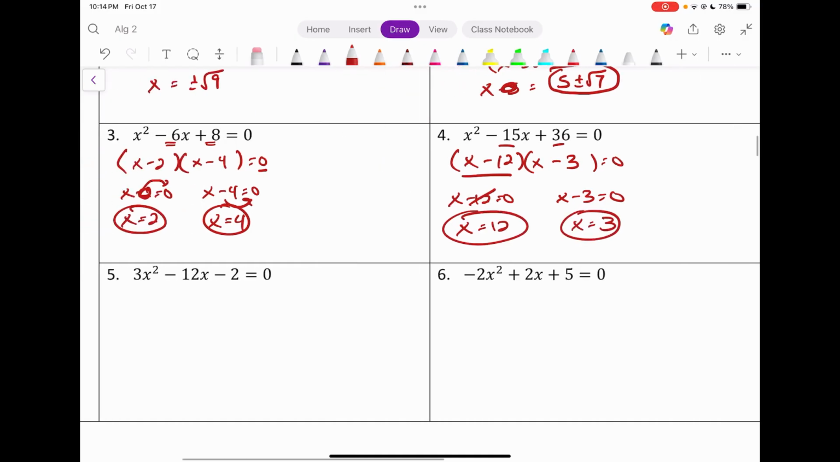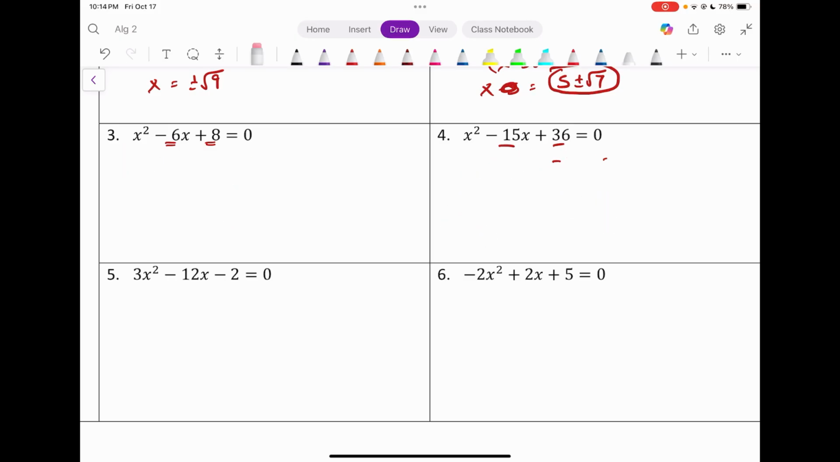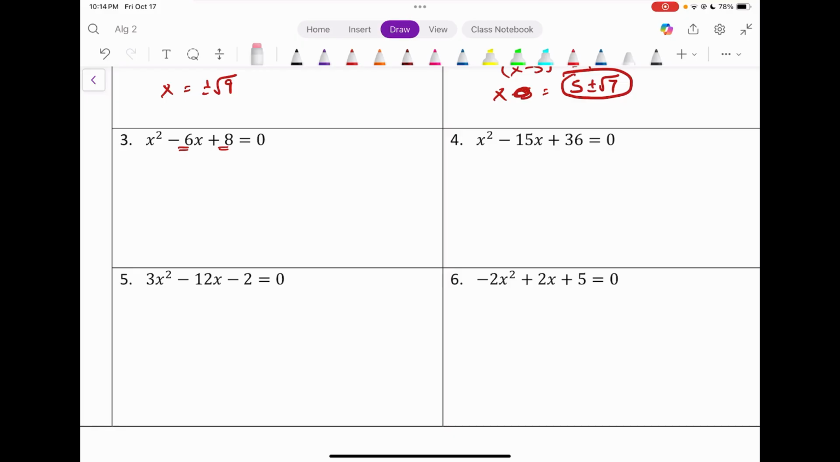Now, these equations can also be solved with my method. Let me remind you of my method if you've never seen it. So my method is this. Okay, it's a little formula that takes the place of what we call the quadratic formula, a little bit easier. And here's how we do it.